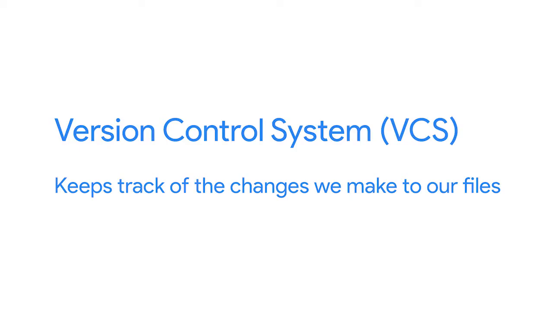A version control system keeps track of the changes that we make to our files. By using a VCS, we can know when the changes were made and who made them. It also lets us easily revert a change if it turned out not to be a good idea. And it makes collaboration easier by allowing us to merge changes from lots of different sources.